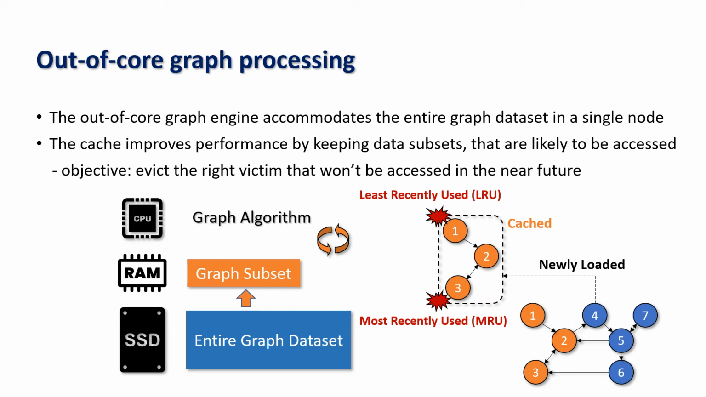For example, LRU policy evicts pages that have not been used recently, while MRU policy evicts the last used page. Although LRU-based policies have been commonly used, those policies at times made inadequate decisions in graph applications.